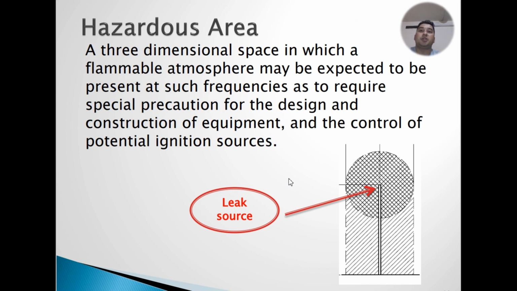Hazardous area: a three-dimensional space in which a flammable atmosphere may be expected to be present at such frequencies as to require special precautions for the design and construction of equipment and the control of potential ignition sources. So this is three-dimensional, and what you have to do is control the potential ignition sources.